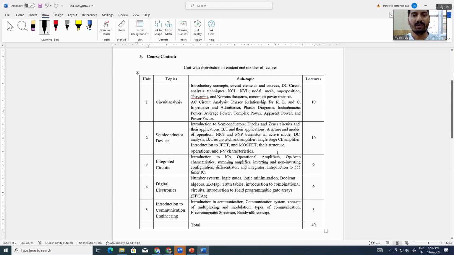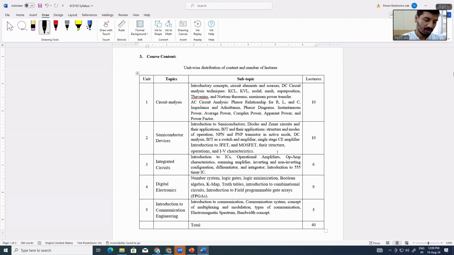You can see there are 5 units, and all units are divided into different topics. The first topic is circuit analysis, so we will start with circuit analysis first. Then you have to study semiconductor devices. Then integrated circuits, where you can see different types of ICs and the important components in those ICs. The fourth unit is digital electronics. The fifth unit is an introduction to communication engineering.